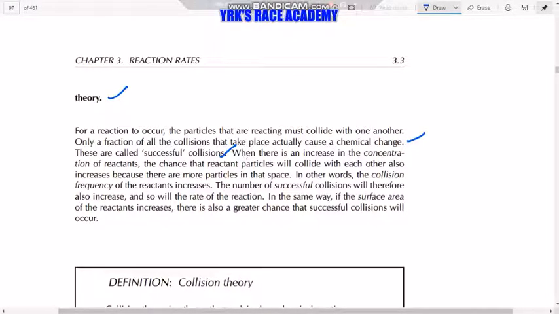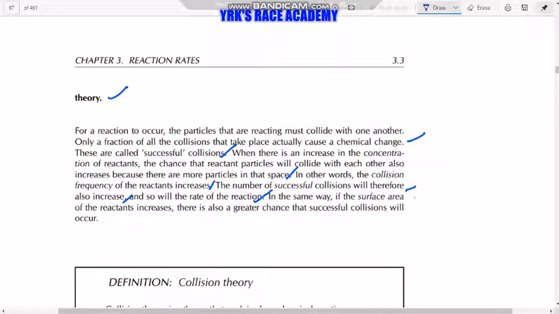When there is an increase in the concentration of a reactant, the chance that reactant particles will collide with each other also increases, because there are more particles in the space. So in other words, the collision frequency of the reactants increases. The number of successful collisions will therefore also increase, and so will the rate of reaction.